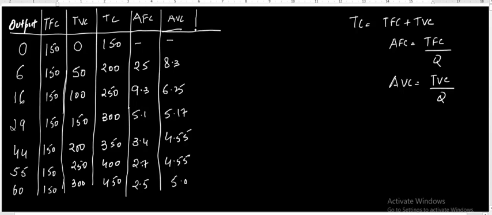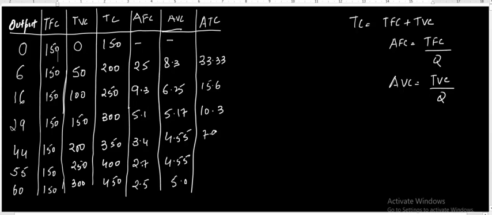Now in a similar manner I can calculate the average total cost. Now average total cost over here will be 0. Now we have 200 divided by 6, it's going to be 33.33. Then I have 250 divided by 16, it's going to be 15.6. Now I have 300 divided by 29, it's going to be 10.3. Then I have 350 divided by 44, it's going to be 7.95.